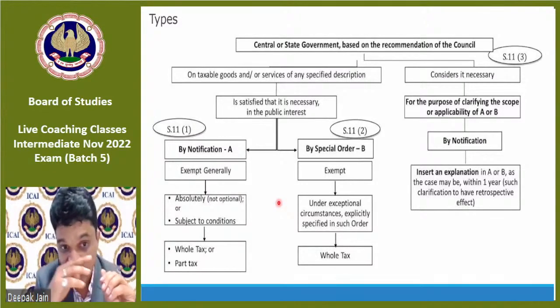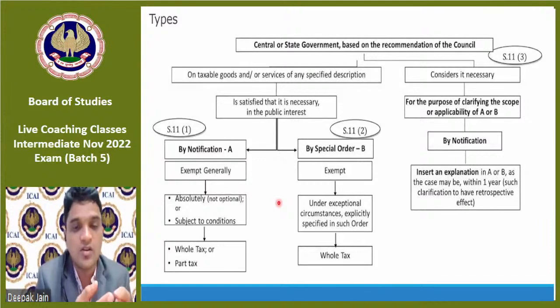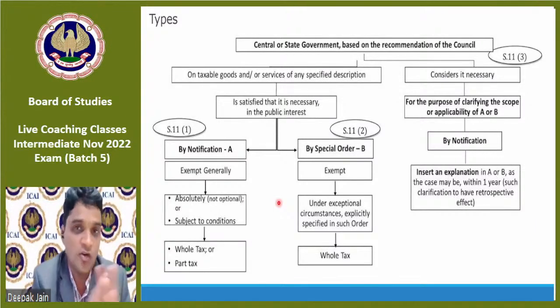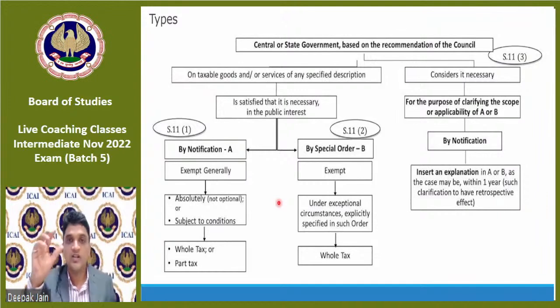Okay, it means that under exceptional circumstances explicitly specified in the order. So it has to mention what are the circumstances which gave reason to the order, and generally it has to be for whole of the tax. It cannot be for part of the tax. So when they give an order, it will apply for whole of the tax, and it should be only under certain special circumstances which have to be mentioned in the order itself.